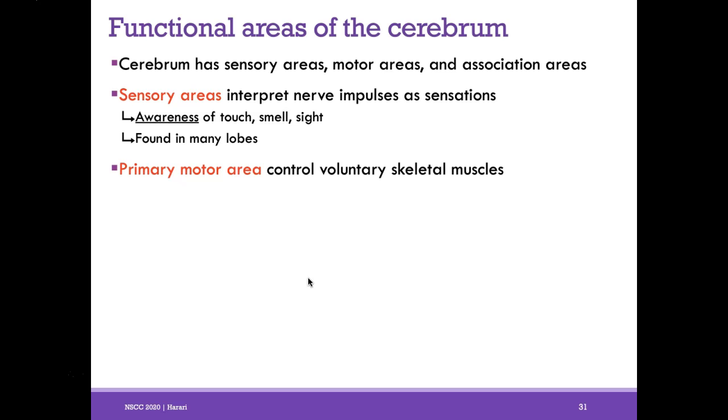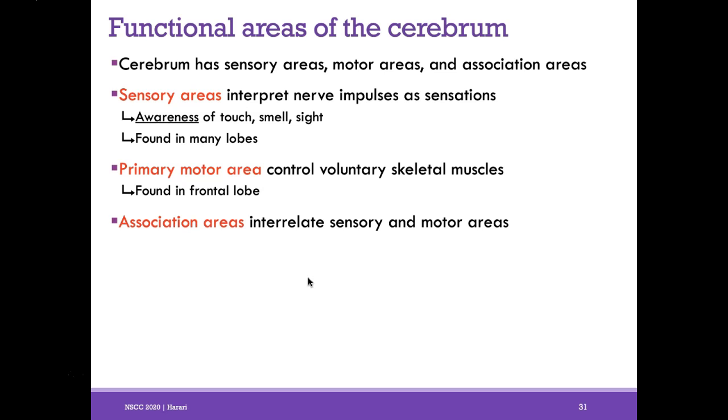We then have the primary motor area. So there's a motor function of the cerebrum, and the motor area controls all of our voluntary skeletal muscle movements. So anytime you want to think about moving a muscle, that's coming from the motor areas of your cerebrum. And these are found in the frontal lobe. It's called the primary motor area.